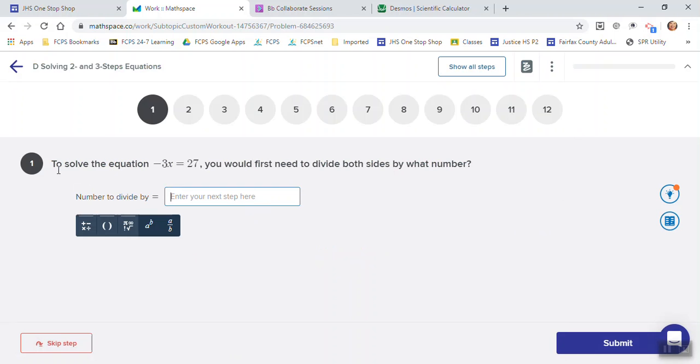Question number 1, to solve the equation negative 3x equals 27, you would first need to divide both sides by what number? So you would need to divide both sides by the coefficient of the variable x, which is negative 3, right? So the number to divide by is negative 3 here. And then you submit it.